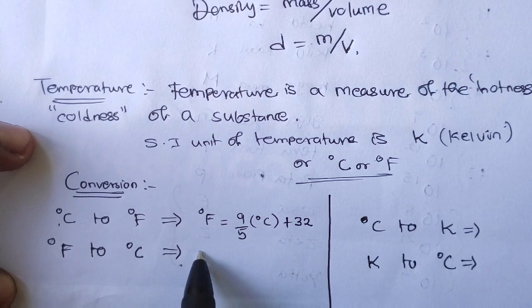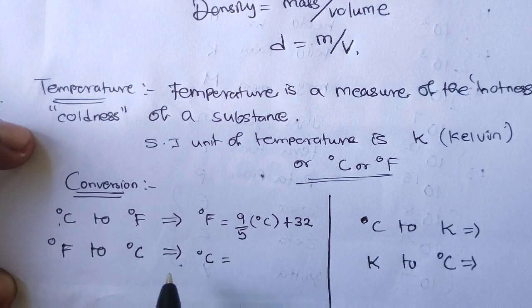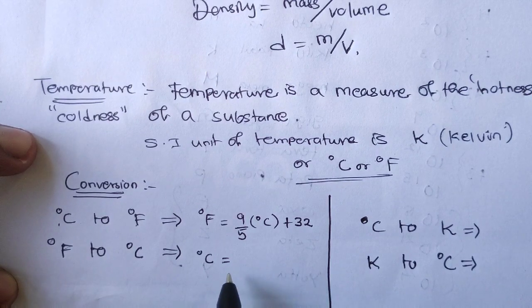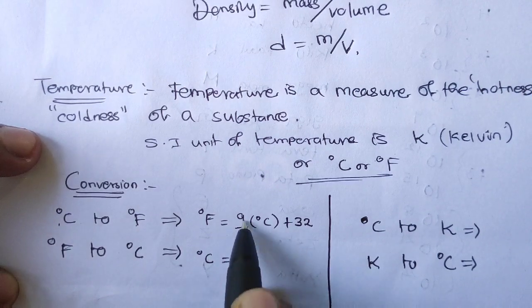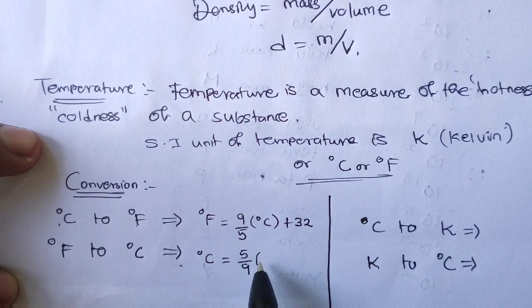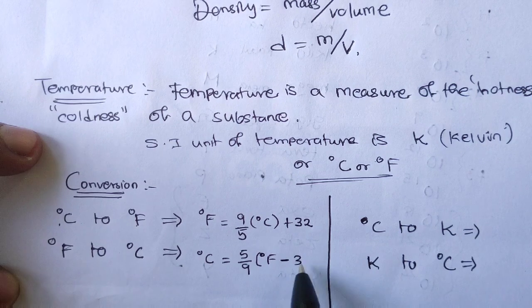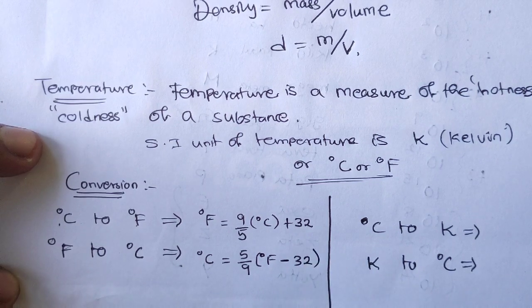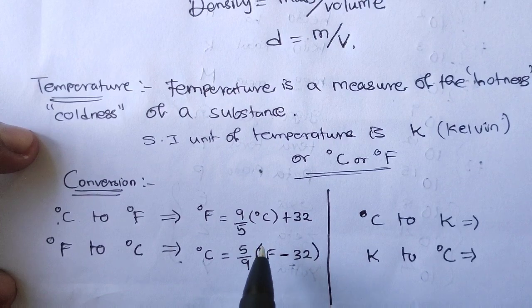And same way, if you want to convert Fahrenheit to degree Celsius, then you can write degree Celsius will be equal to, instead of 9 by 5, it will be 5 by 9. Here it will be degree Fahrenheit minus 32, like this. Is it clear? So don't forget this bracket I have written separately. Based on this, numericals are there that we will go through.